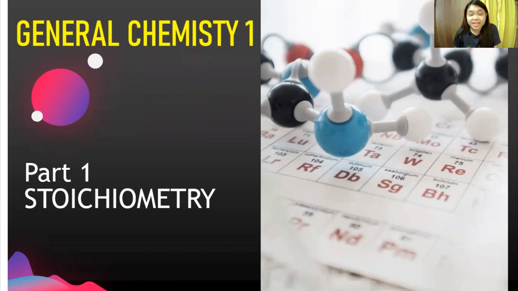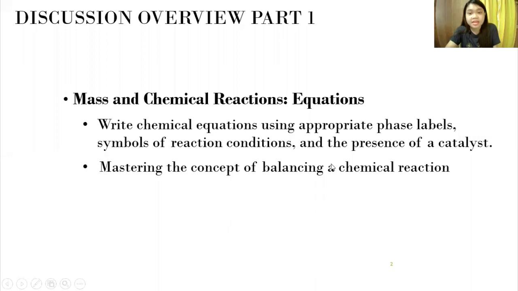So our discussion for today is all about stoichiometry part 1. This topic will be discussing mass and chemical reactions, mostly in chemical equations. Here we will be learning how to write chemical equations using appropriate phase labels, symbols of reaction conditions, and the presence of catalyst. And also we will master the concept of balancing the chemical reaction.